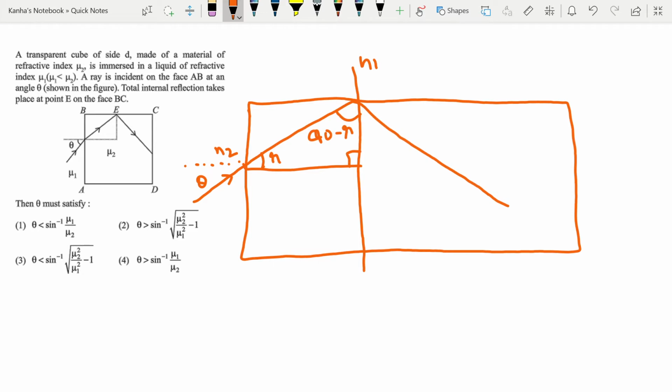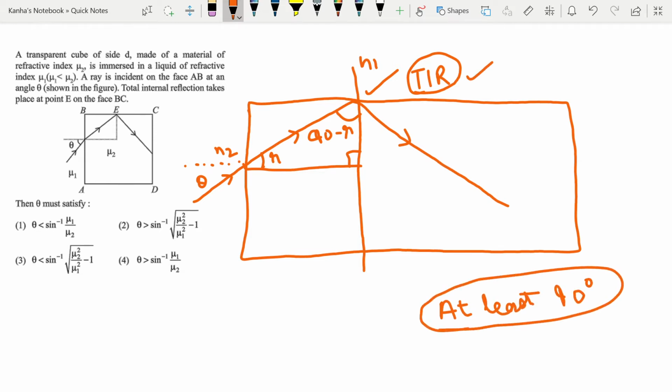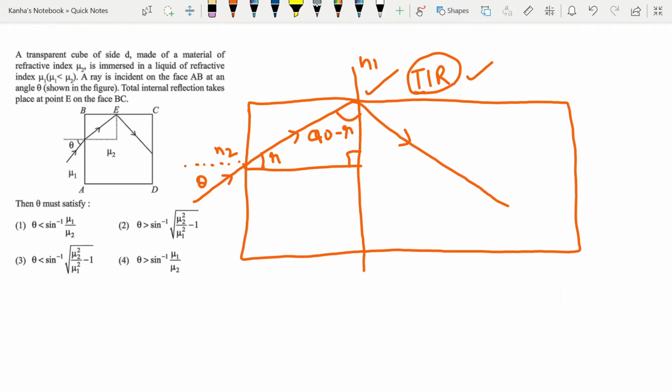Now we know two things. First of all, at this position E, total internal reflection is happening. So what does that mean? It means that your refracted angle at this point is at least 90 degrees. Using these, let's quickly write how you relate theta to those angles. Let me call this A, this is B, this is C, and this is D.